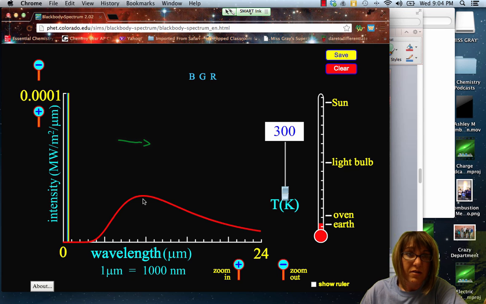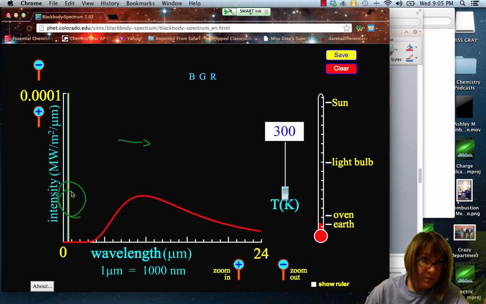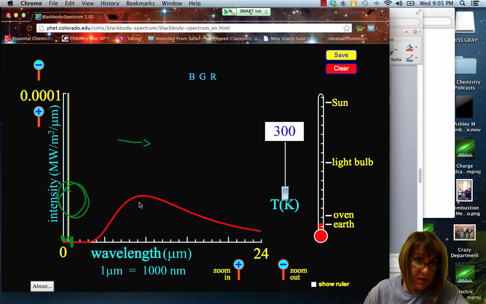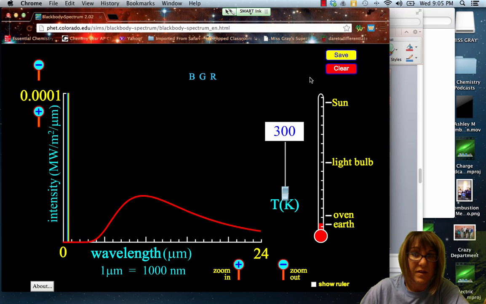When you look at the Earth, it's not glowing with visible light. Here's our visible light way over here in this band, but the Earth isn't sending out rainbow colors, and it's not sending out light like a light bulb does. So that should make sense to us. That's what the spectrum looks like for black body radiation.